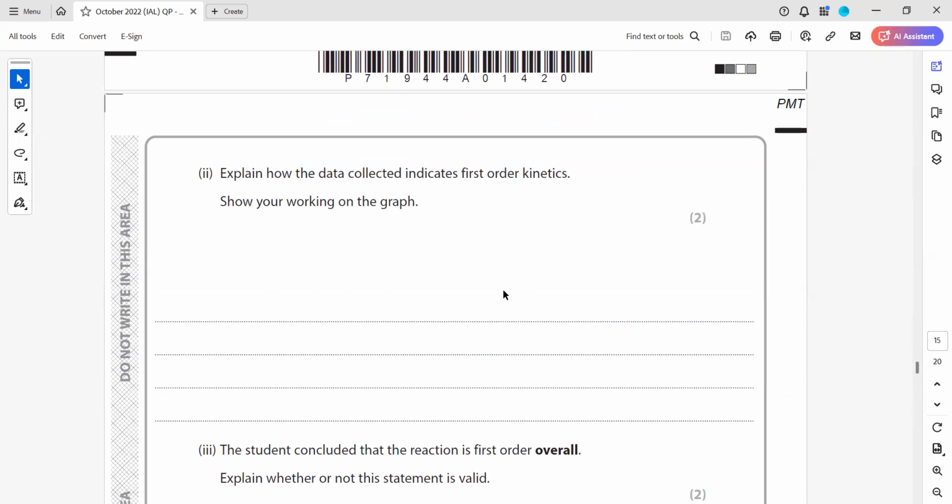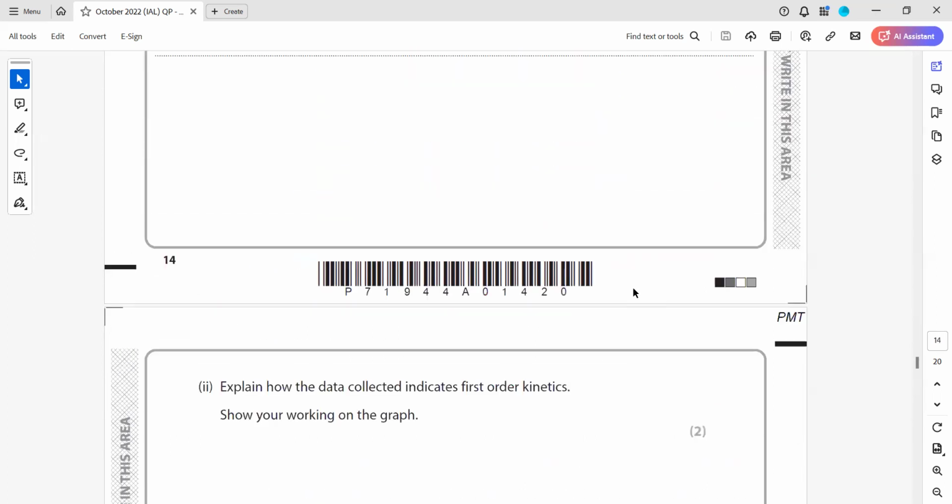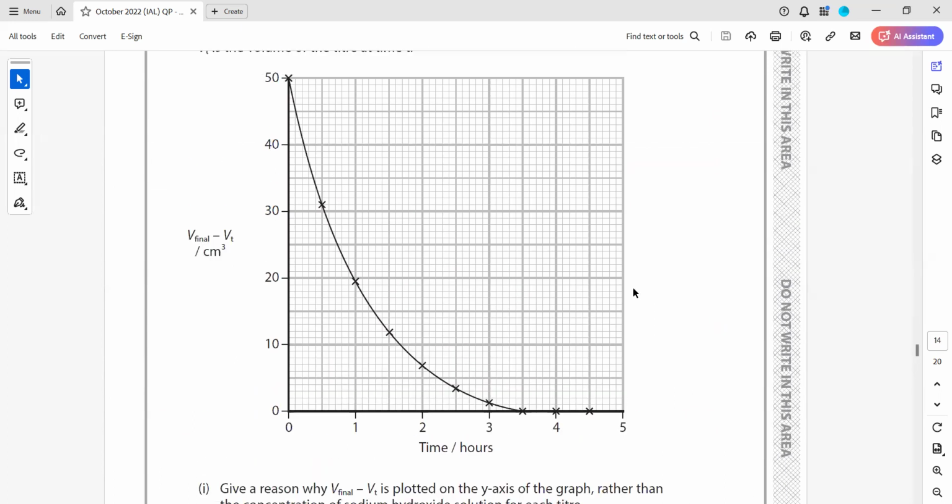Explain how the data collected indicate the first order. So if it's a first order, what you have to do is take a half-life, like 50 becomes 25. So what is the time interval? It will be about 7.5, I guess, yes, 7.5. Or you can take 20 and 10, so this should also be 7.5. So the half-life should be constant. You have to clearly show this on the graph.